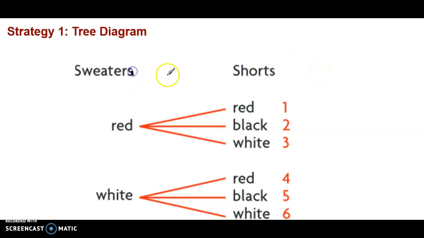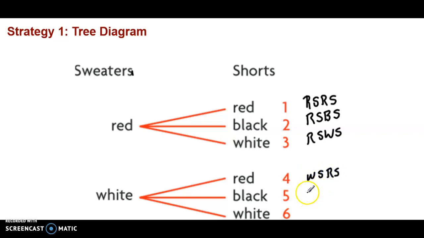we can choose to have a red sweater and red shorts. We can have a red sweater and black shorts. We can have a red sweater with white shorts. And then we can have a white sweater with red shorts, a white sweater and black shorts. And we can have a white sweater with white shorts.